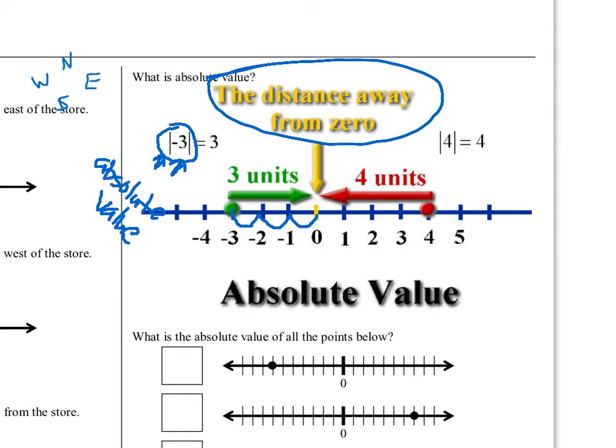Over here, we've got the absolute value of 4. How far is 4 from 0? Michael? 4. 1, 2, 3, 4. Direction doesn't matter. Simple, right? Simple. Probably one of the simplest things that we'll learn all year. There are some small details, however, that we do need to make sure that we pick up.